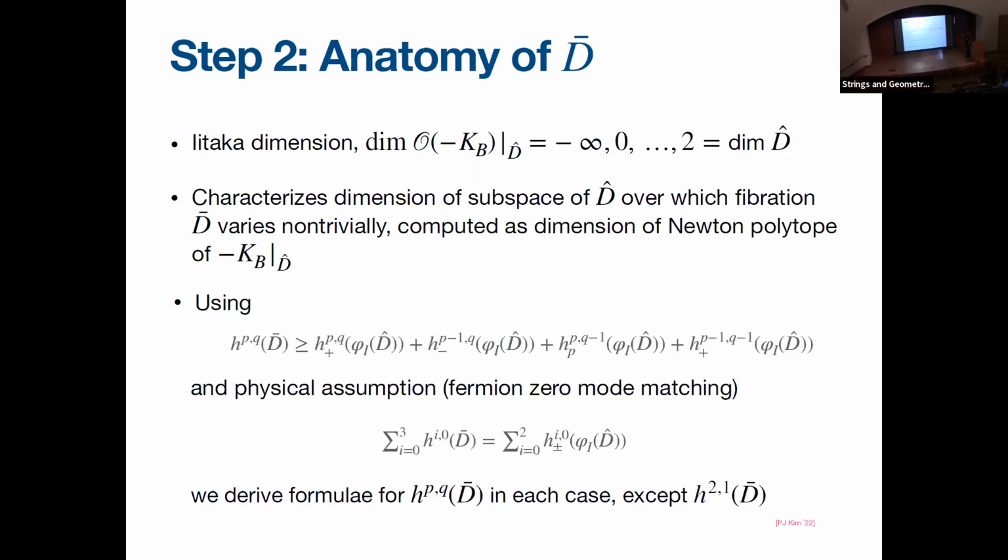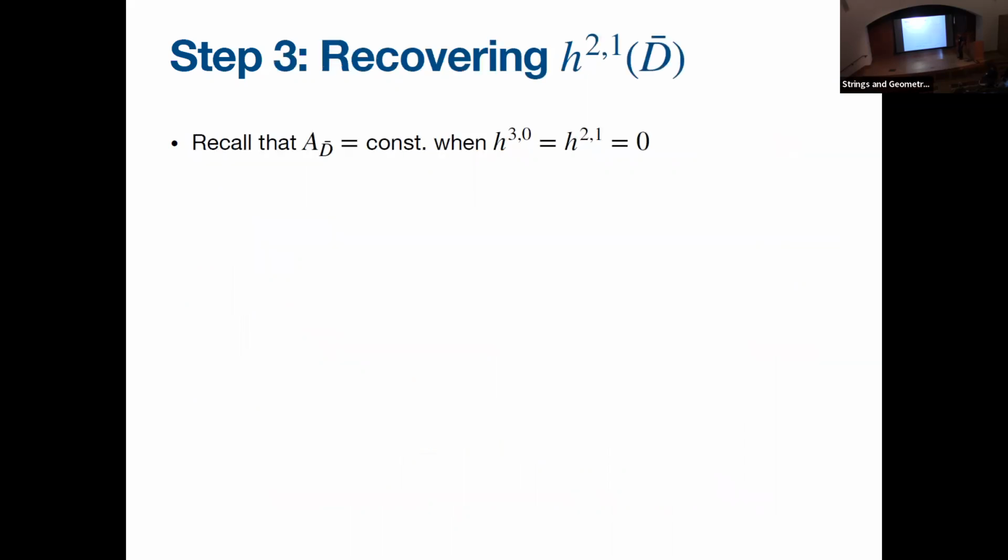So using this breakdown of different possibilities, and indeed we look at all possibilities ranging from -infinity to 2, in combination with a bound on the Hodge numbers of the vertical divisors expressed in terms of the equivariant Hodge numbers, as well as a physical assumption about the matching of fermion zero modes, which I list right here, it's possible to get a formula for the Hodge numbers of vertical divisors for each case, except for a single Hodge number, and that's h21. I'll come back to this point briefly, momentarily.